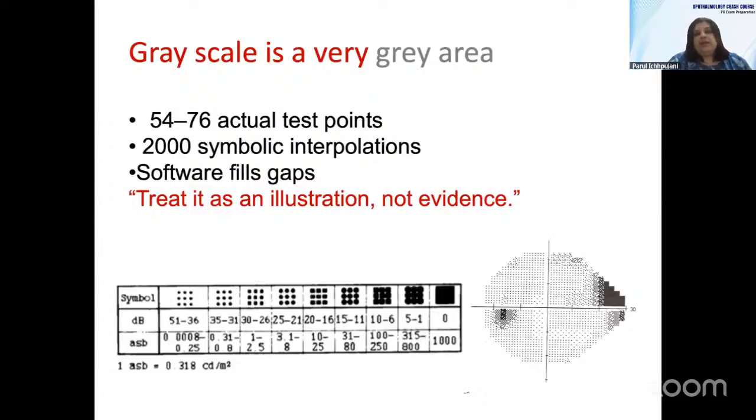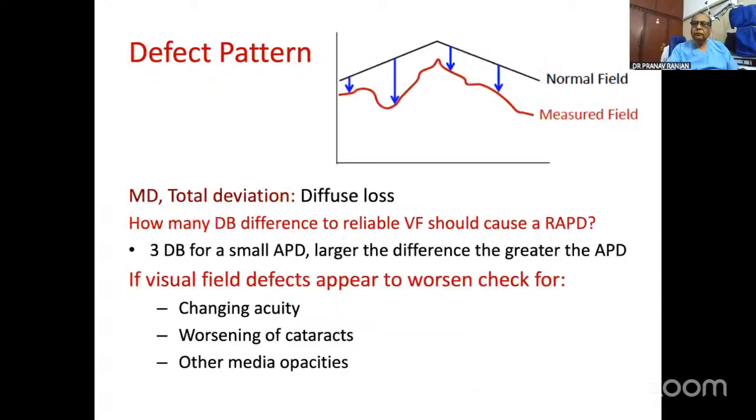Grayscale is a very gray area because although we are just checking 54 to 76 points, the grayscale is filling up those gaps with 2000 symbolic interpolations. So basically just use this to explain to the patient that, see, this part is non-functional, and if you don't treat your disease seriously, it is going to become more involved and you are going to have disability in moving around. So treat it as an illustration to explain to your patient and not as an evidence for yourself.